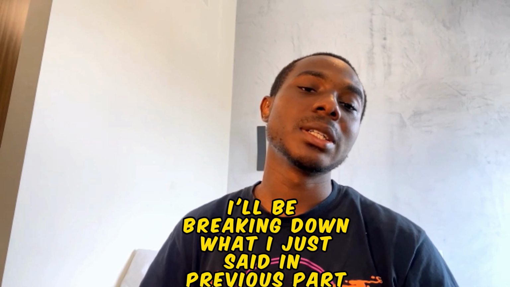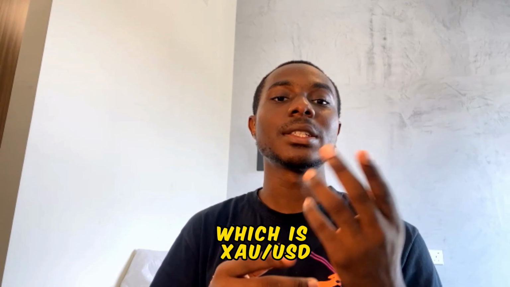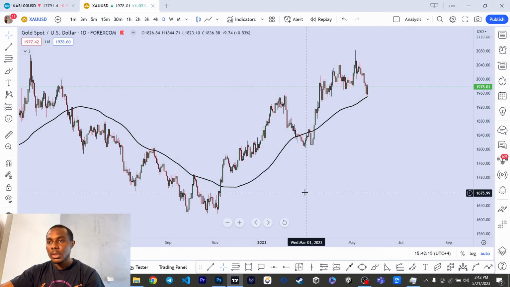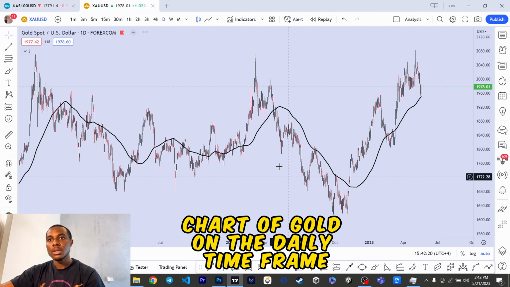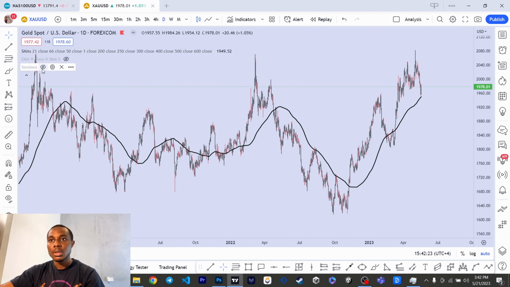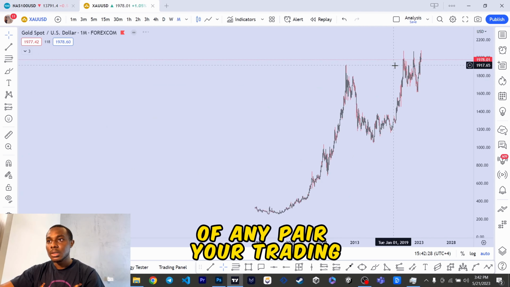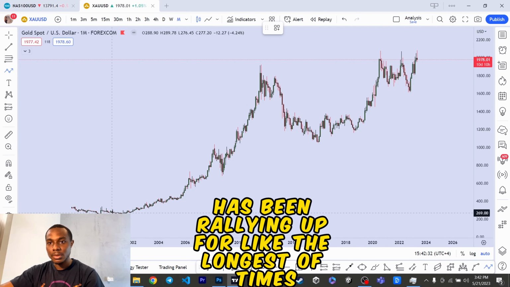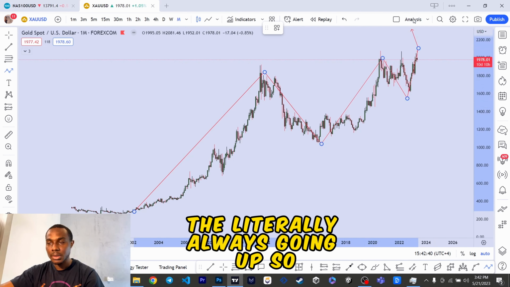In this next step, I'll be breaking down what I just said in the previous part on an actual chart, and that would be gold, which is XAU USD. So over here we have a clean chart of gold on the daily time frame. What you want to do is always do a top-down analysis of any pair you're trading. First off, I will start on the monthly, and as you can see, gold has been rallying up for the longest of times. Literally, gold is always going up.